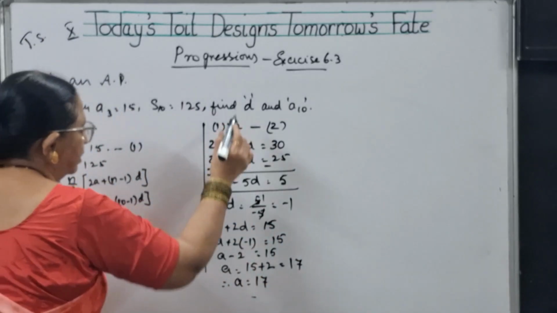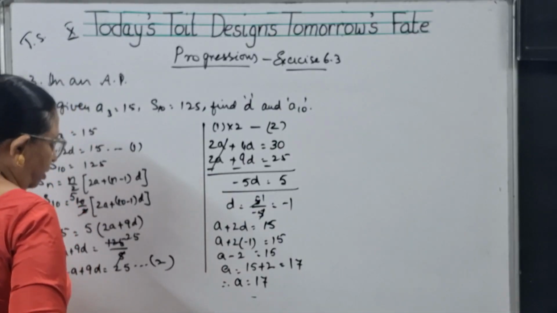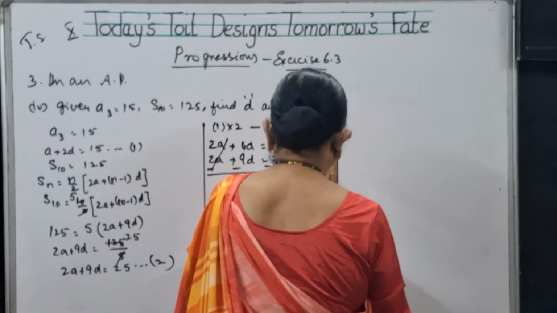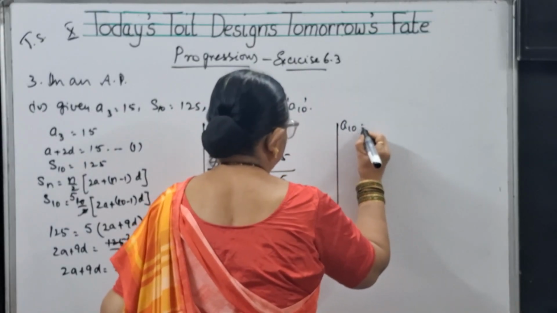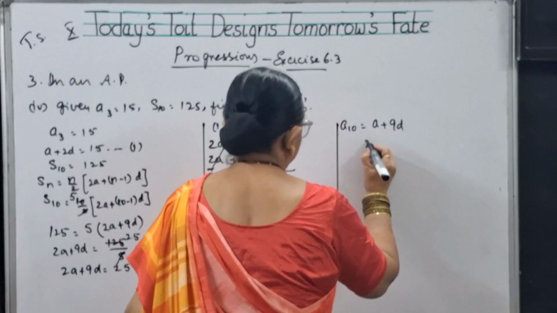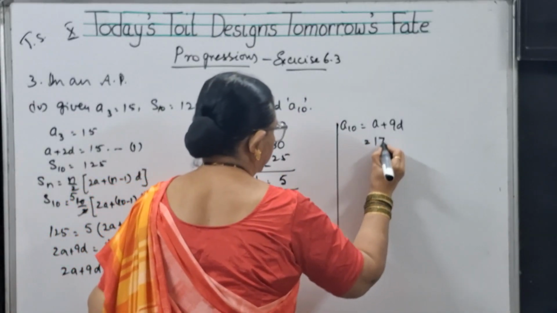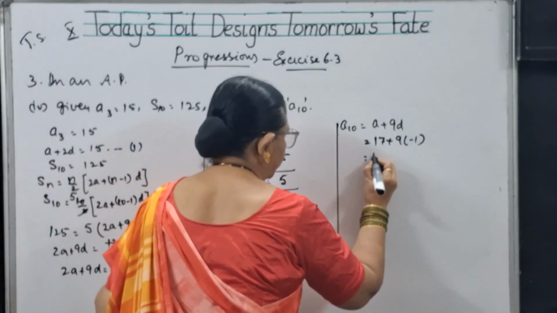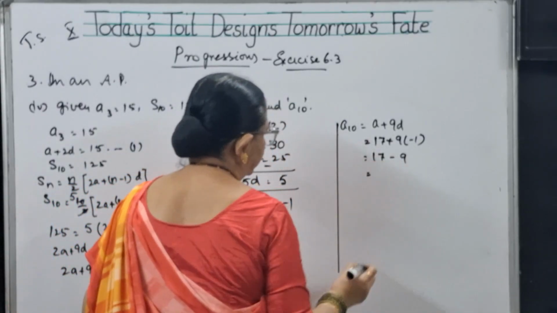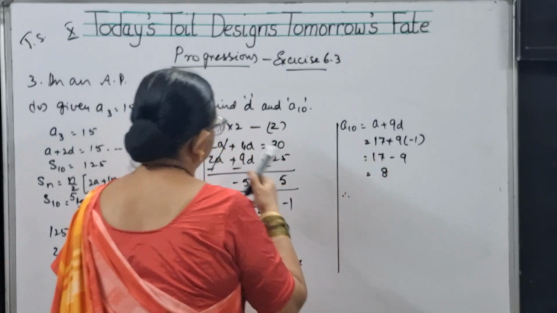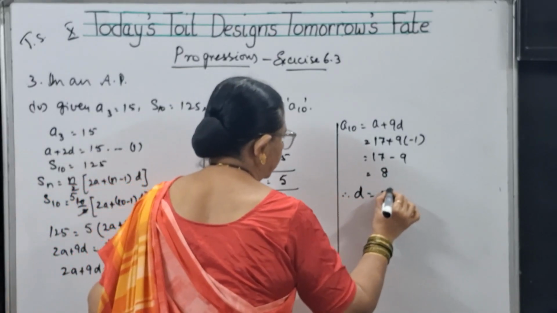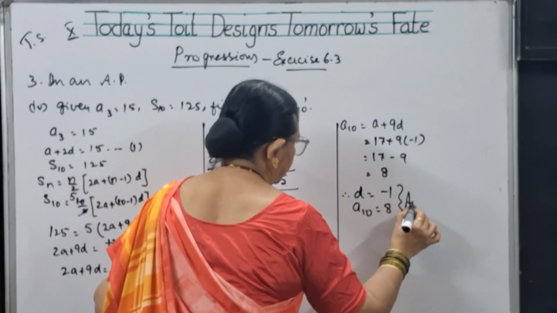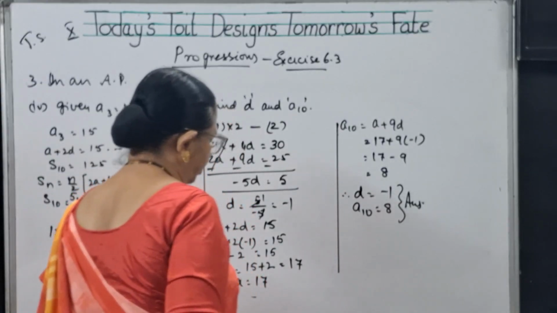Now they are asking first d, so d is minus 1 I got. Now I need to find out a10. What is a10? a10 is equal to a plus 9d. a, how much I have got? 17 plus 9 into d is minus 1. So 17 minus 9, that is 8. Therefore, d is equal to minus 1 and a10 is equal to 8. These two are the answers for this problem, children.